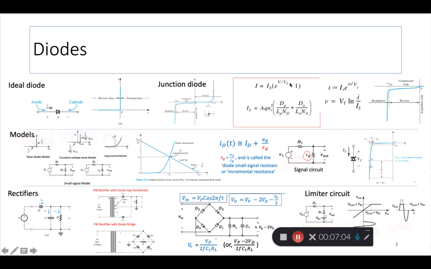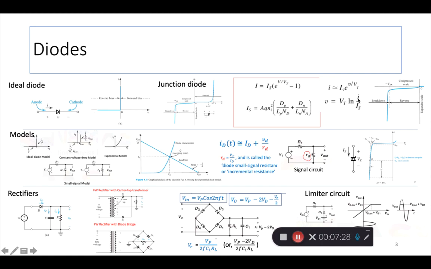And that's the formula. Now if you have a negative for the voltage V, that means it's in the reverse direction, and if you have a positive, that means it's in the positive direction. So this can be approximated for large values as I equals Is e^(V/Vt). Also, the opposite of this gives you V equals Vt natural log (I/Is).